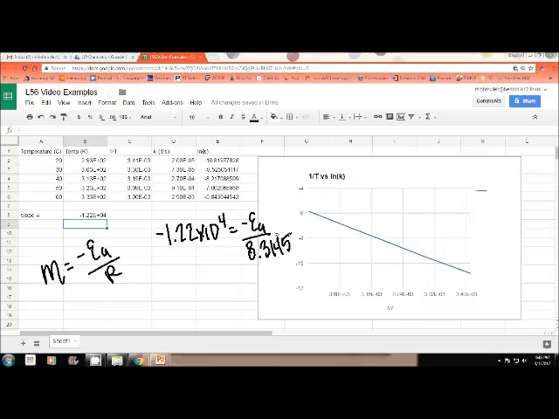The negatives can just go away, and then I'm going to multiply over the 8.3145, and when we do that, the activation energy is equal to about 1.0 times 10 to the fifth. The activation energy is going to be in joules per mole, because our value has joules per mole Kelvin. And that's it. That's our answer for example 7.